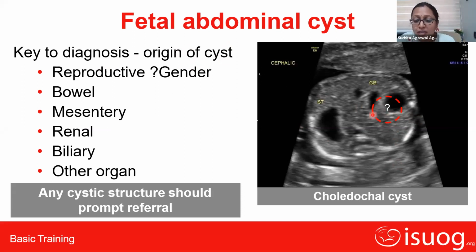If the cyst is located here in the upper abdomen, near the liver, then you think of a choledochal cyst. If it is in the lower abdomen or mid abdomen, then we can look at intestinal duplication cyst. It may be a mesenteric cyst. It may be a renal cyst. It may be a biliary cyst or any other organ. So whenever any cystic structure is there, there should be a prompt referral. So here, this case is a case of a choledochal cyst.